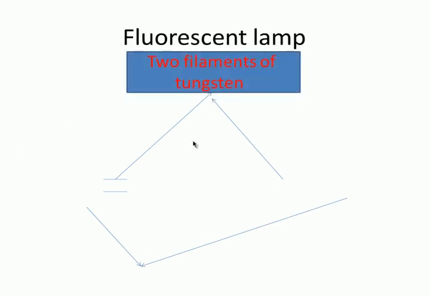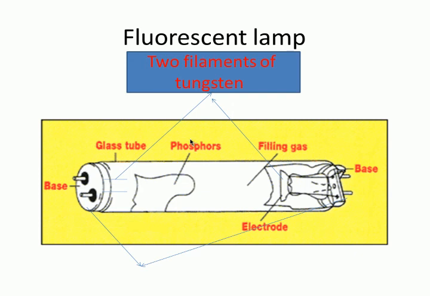The second type of electric lamps is the fluorescent lamp. Uses of the fluorescent lamp: we can use it for decoration, decorating stores, commercial stores, and festivals, and we can use it for lighting houses and streets. Okay. What is the structure of the fluorescent lamp?